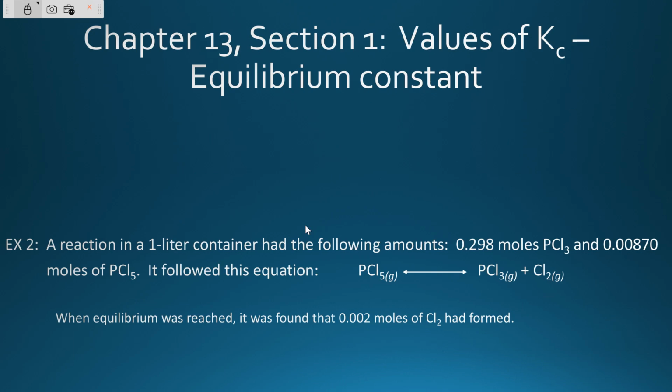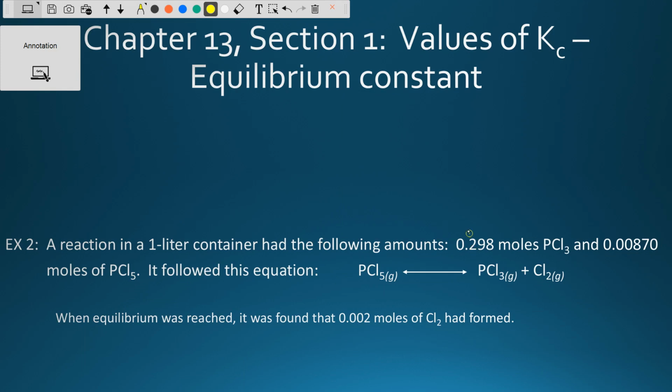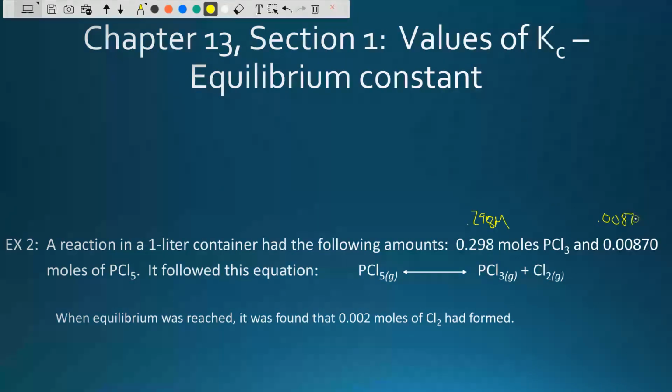Now, let's take a look at a 1 liter reaction container. That's cool because my concentrations are going to be given there. I don't have to figure out those things. This becomes a 0.298 molar, and I get a 0.00870 molar of the phosphorus pentachloride. All right, let's set up our ICE chart though, because I see I've got at equilibrium, we're going to be trying to find out what's going on.